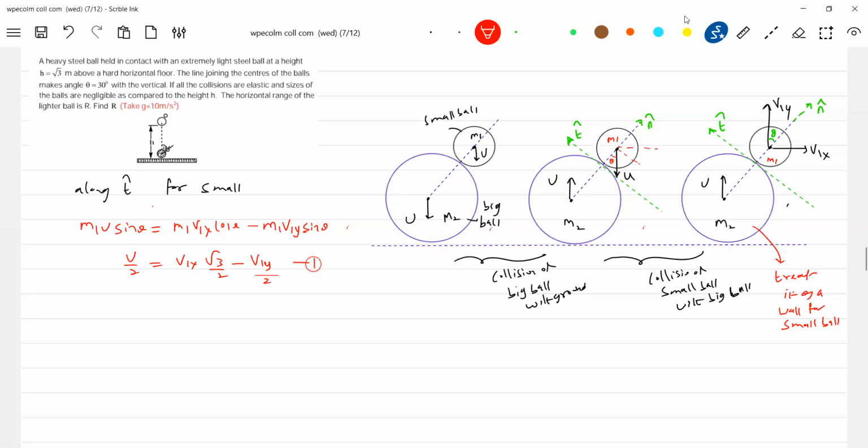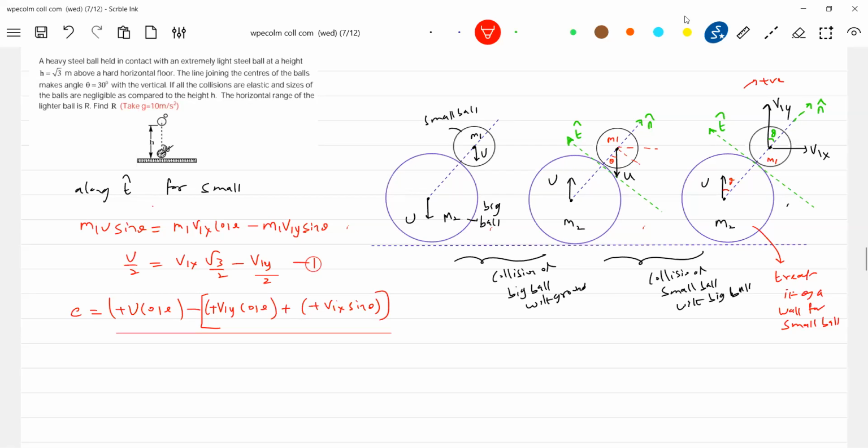What is another equation? We can write it. Coefficient of restitution equation. Shall we write it? e equal to 1, as given. So collision of the heavier ball, this will be theta. u cos theta. Let me take this direction as positive. u cos theta minus v1y cos theta, v1x sine theta.